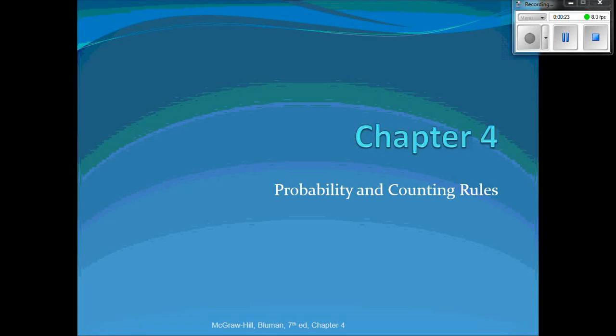Chapter 4 is getting into the probability. So far, the first 3 chapters, we've really been just dealing with statistics, looking at data sets, how the numbers fall, how varied they are, frequencies, all that kind of stuff. And so now we're going to get into the probability part of this class.